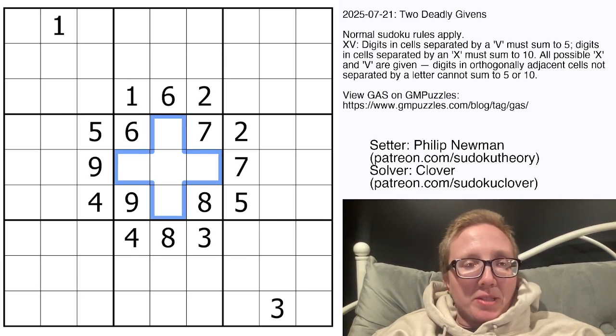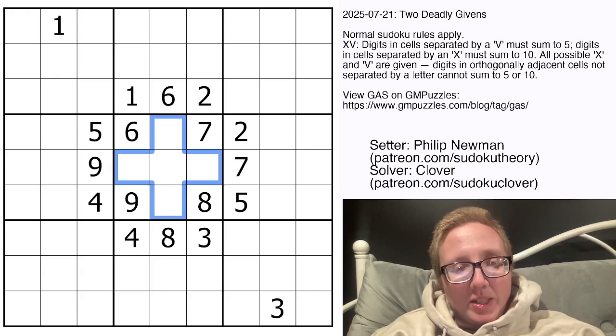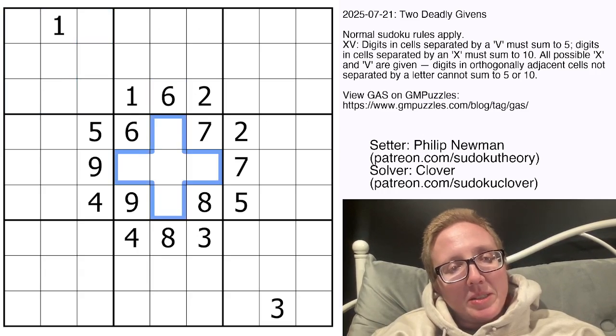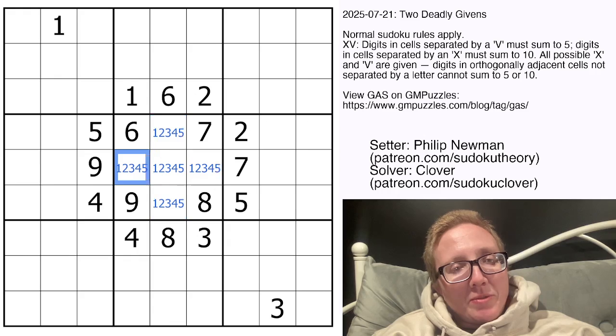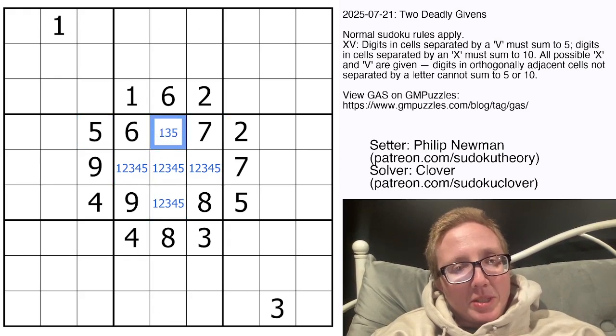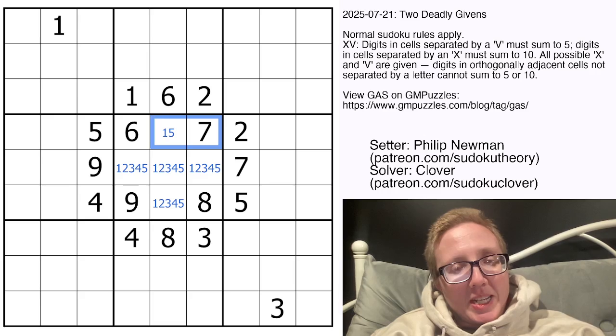We also have standard Sudoku rules, meaning we're placing the digits 1 through 9 once each in each row, column, and outlined 3x3 region. So let's start in the middle. We need 1, 2, 3, 4, and 5 to finish this region. This cell can't be 2 or 5 because those are in the row. It also can't be 3 because it is touching a 7, and 7 plus 3 is 10.